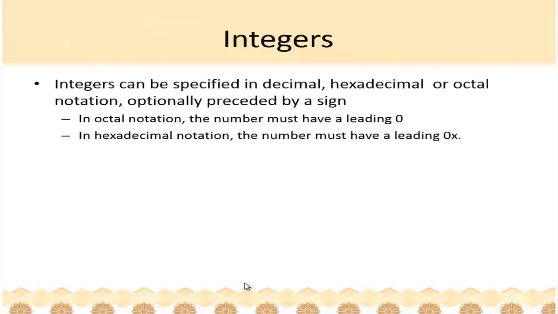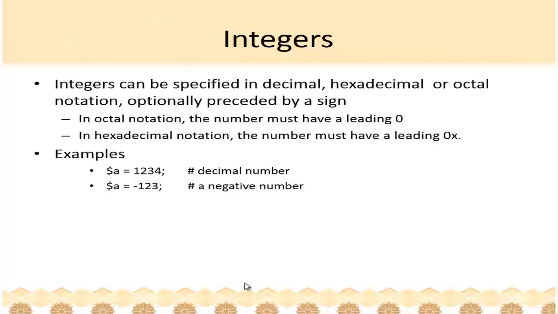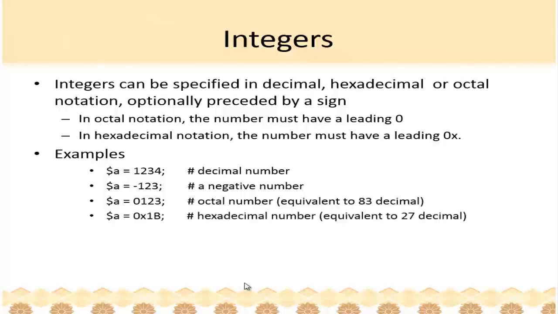Now, how do you use this one? Integers are very simple. They are whole numbers. They could be decimal, octal, or hexadecimal, like in all the other programming languages. If you are writing an octal number, it must start with a 0, like the one shown here. If it is a hexadecimal, it should be 0x followed by the number. If you specify 0x and a hexadecimal number, it's going to be hexadecimal.